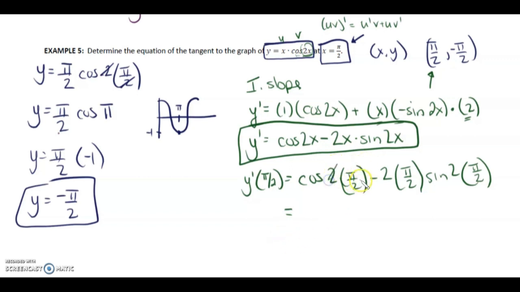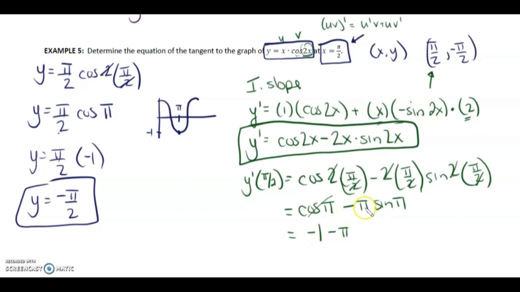Okay, these 2's cancel out, these 2's cancel out, and these 2's cancel out. We're left with cos of pi minus pi sine of pi. So we already drew the cos curve, and we already labeled pi, so cos of pi is -1. So this cancels to a -1.